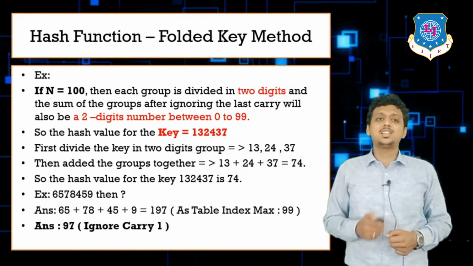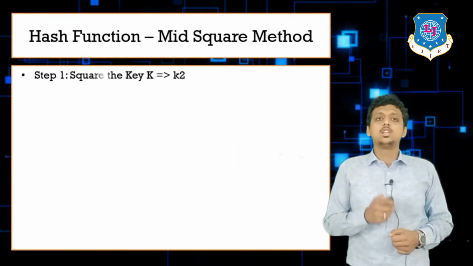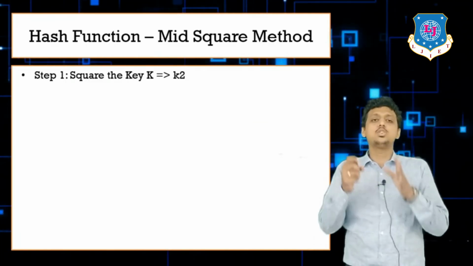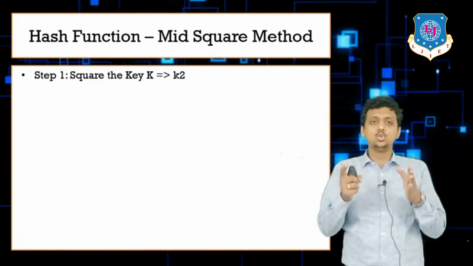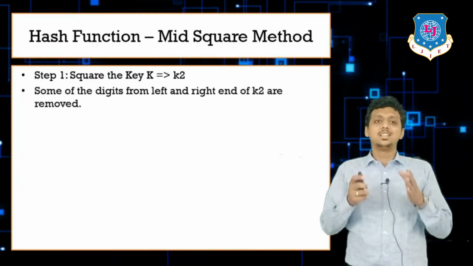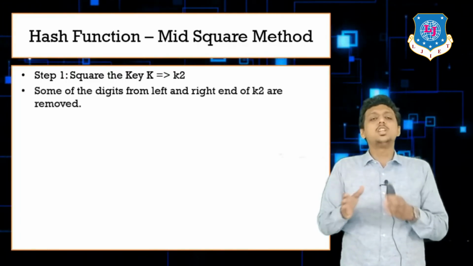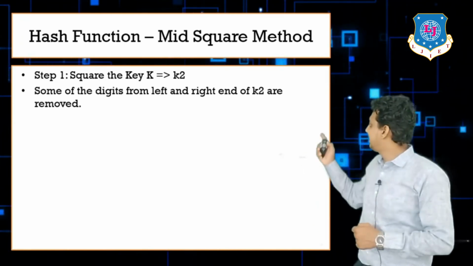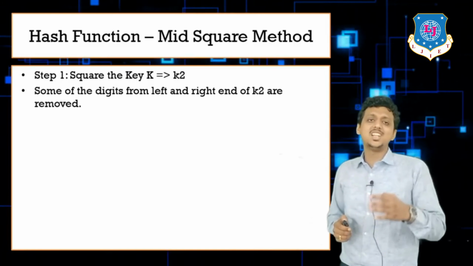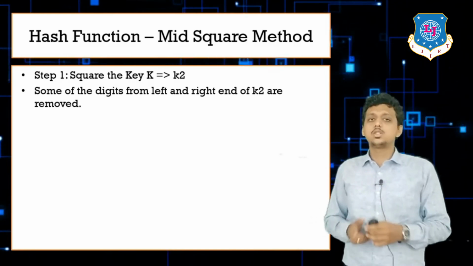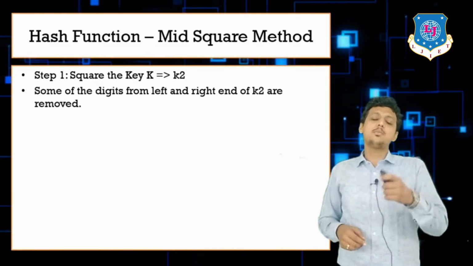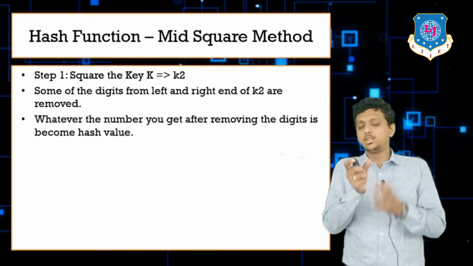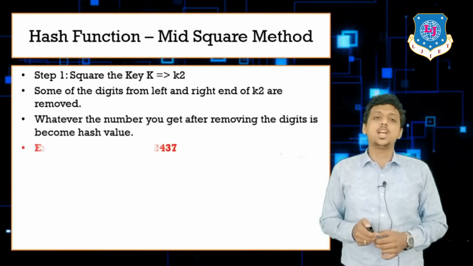Fine. Now let's take the last hash function of today's lecture. Here it is, the mid square method. Students, in the mid square method, first you need to square your key. Then remove some digits from the left side and the right side of k square. Please understand here it is not k2, it's k square. So the square of a key is k square, then some of the digits from the left and right ends of the k square are removed, and whatever you get after removing becomes your hash value.